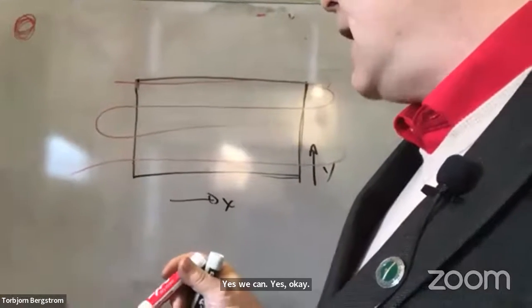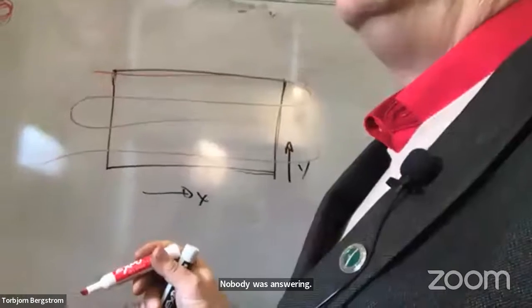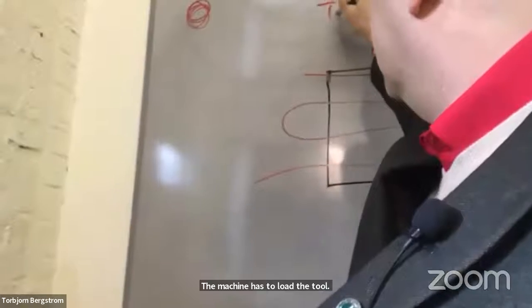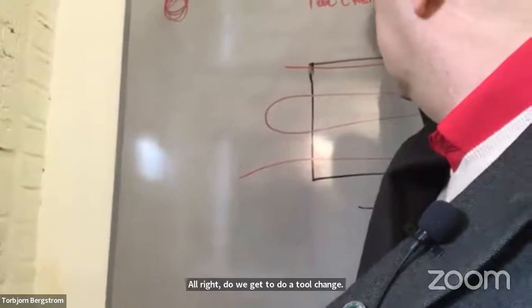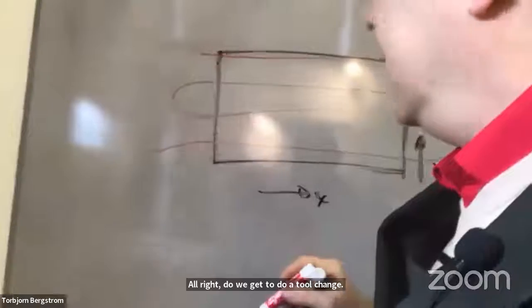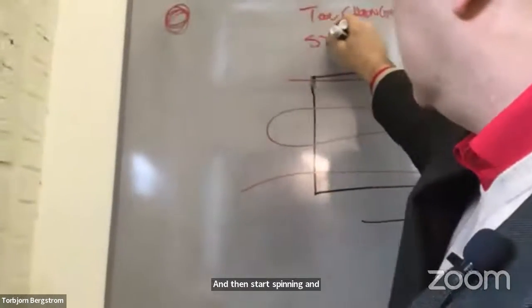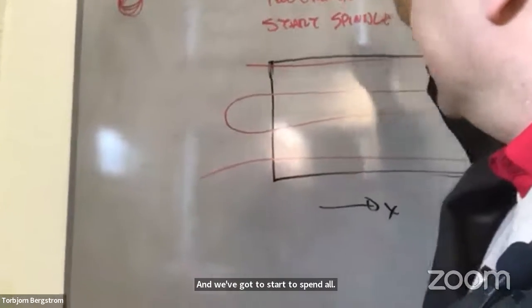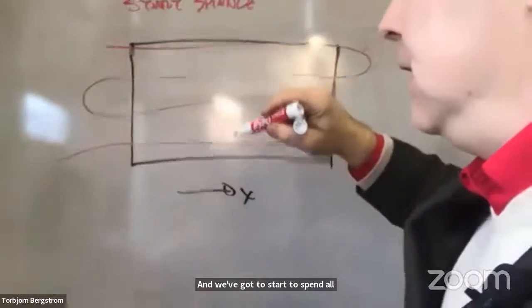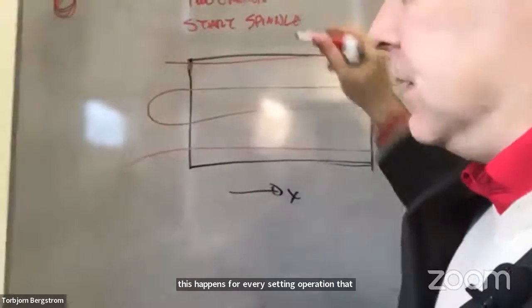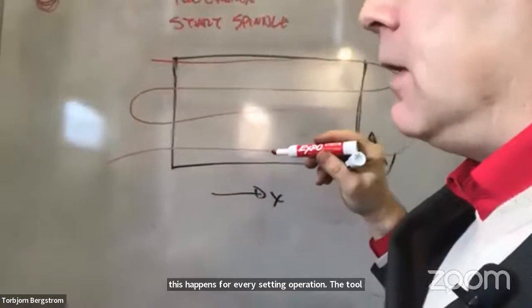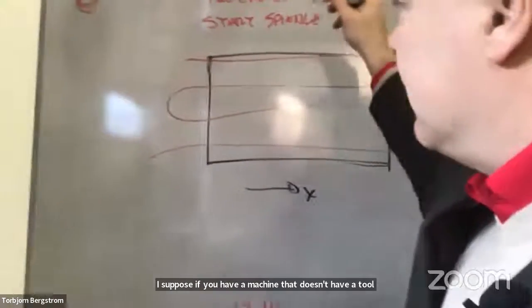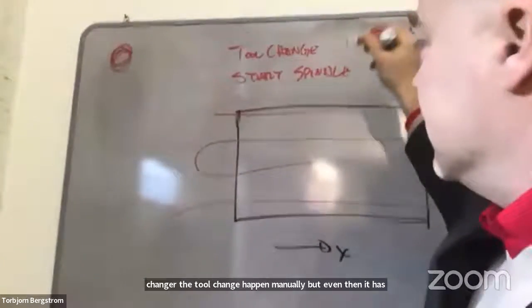What's the first thing that has to happen? The machine has to load the tool. All right, so we've got to do a tool change, and then start spinning. We've got to start the spindle. And this happens for every cutting operation. There's a tool change and the spindle starts. I suppose if you have a machine that doesn't have a tool changer, the tool change happens manually, but even then it happens for every cutting operation.